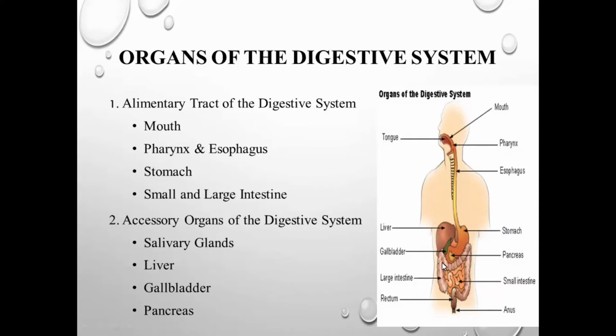Okay. So this is your entire digestive system, and these are the organs which are present: liver and pancreas. We call them the accessory organs of the system.